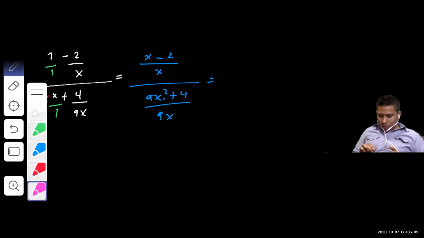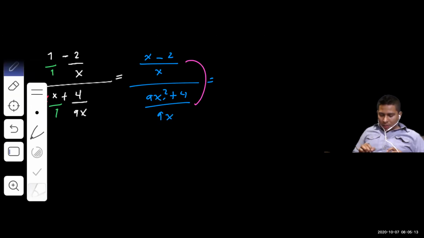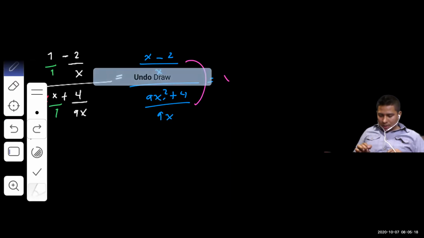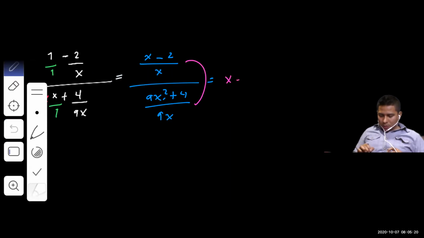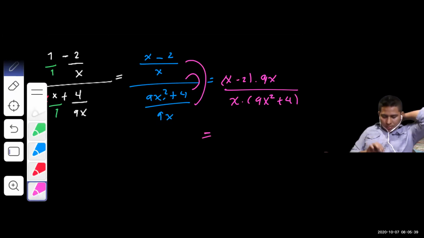But let's simplify this. This quantity is multiplying x. Let's copy it. X squared, x minus 2. Take a look, I'm really clumsy today, guys. X minus 2 multiplying the denominator, that is 9x, over what, guys? The middle terms. X times 9x squared plus 4. Okay, let's see if we can factor something, simplify something here.